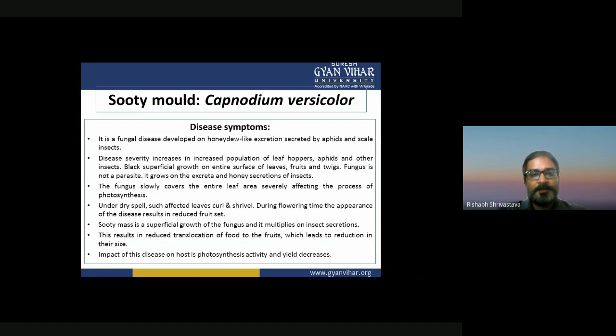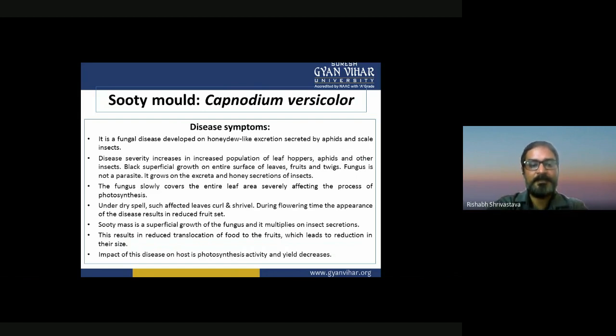Sooty mold, Capnodium versicolor. Disease symptoms: it is a fungal disease developed on honeydew-like excretion secreted by aphids and scale insects. Disease severity increases with increased population of leafhoppers, aphids, and other insects. Black superficial growth appears on the entire surface of leaves, fruits, and twigs.